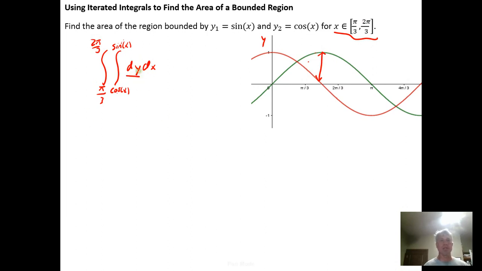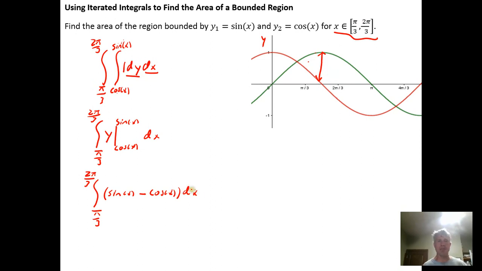So if we're first integrating with respect to y, we're going to get the integral from pi over 3 to 2 pi over 3. And this is really a 1 dy, so when we integrate it, we're going to get a y. And the bounds of integration run from the cosine of x up to the sine of x. And we haven't integrated with respect to x yet, so we still have our dx. So we get the integral from pi over 3 to 2 pi over 3. And then we plug in our upper and lower bounds of integration: our upper bound, which is the sine of x, minus our lower bound, which is cosine of x.